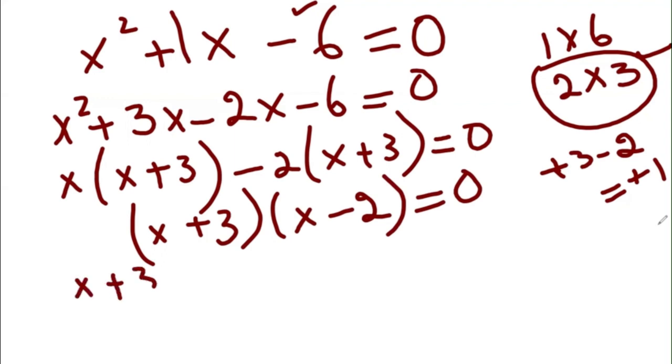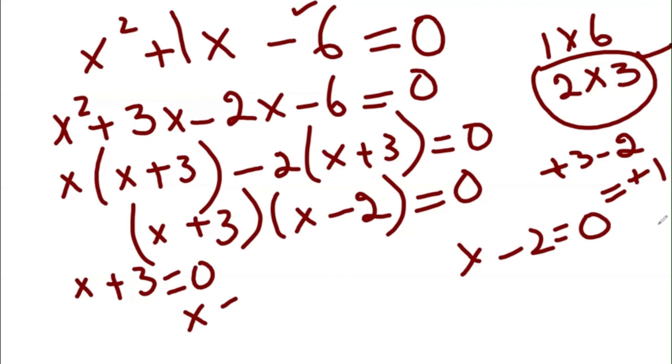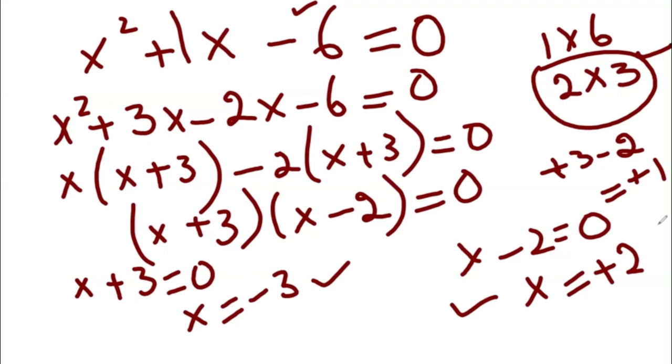X plus 3 equals to 0, and x minus 2 equals to 0. Here, x equals to minus 3, and here x equals to plus 2, because minus 2 will go on the other side. It will give you x equals to plus 2. X equals to minus 3 and x equals to 2, this one and this one is a solution set. Now, let's take another question.